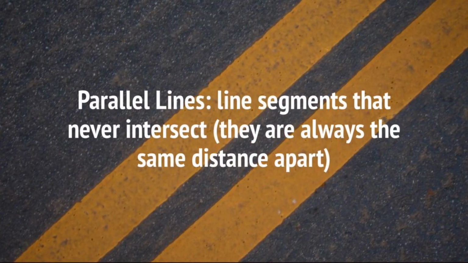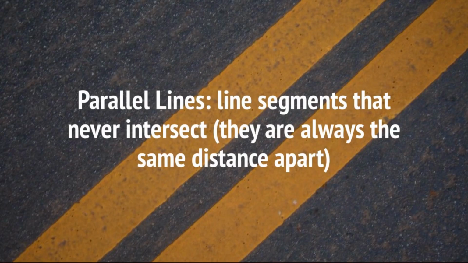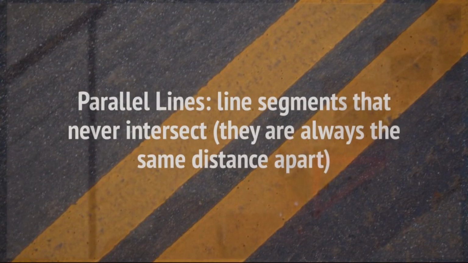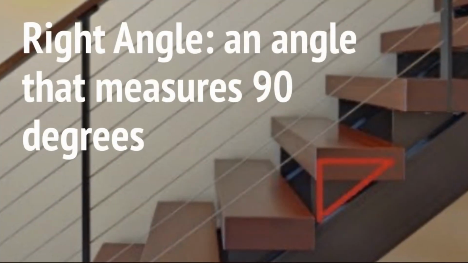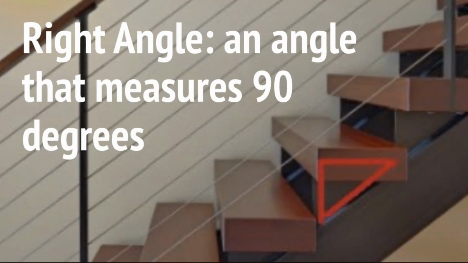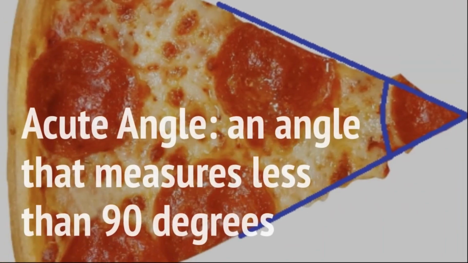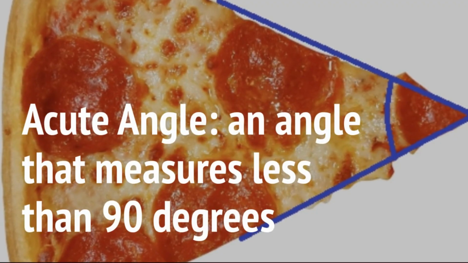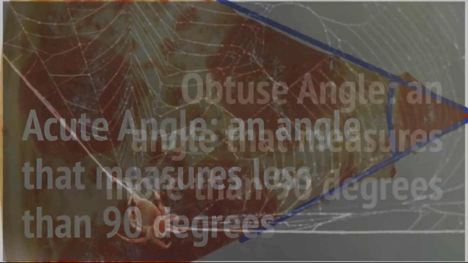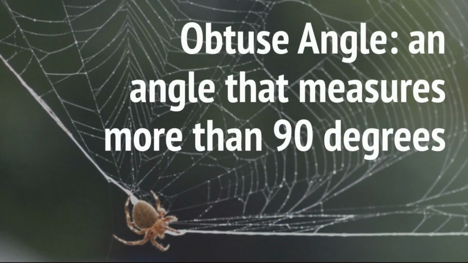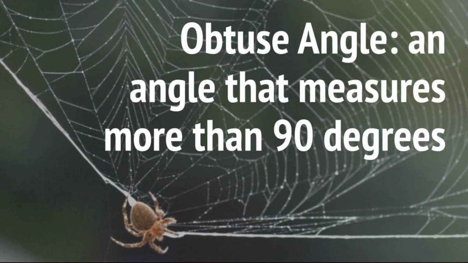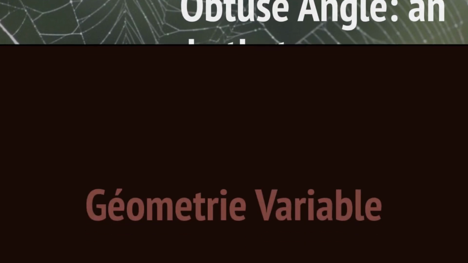Parallel lines are line segments that never intersect. They are always the same distance apart, just like these two lines on a highway. A right angle is an angle that measures 90 degrees, just like these stairs. An acute angle is an angle that measures less than 90 degrees, so it's smaller, like the point of this pizza. An obtuse angle is an angle that measures more than 90 degrees, so it's wider, just like the two edges of this spider web.